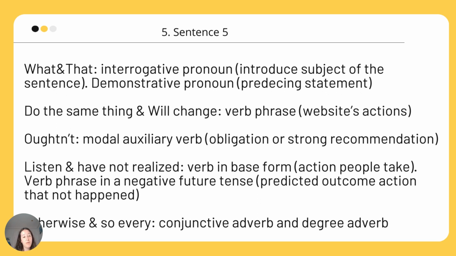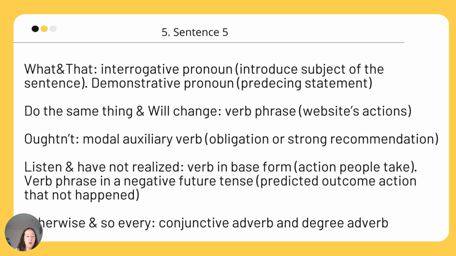So also we have now the tense system. First, a verb phrase that reflects the actions, and the verb is in the future tense. Here in this sentence, we only find one auxiliary verb. In this case, it's ought not, and it's a modal auxiliary verb that indicates obligation or strong recommendation, but in a negative way.